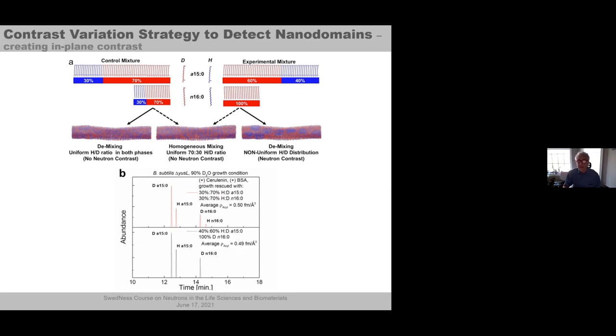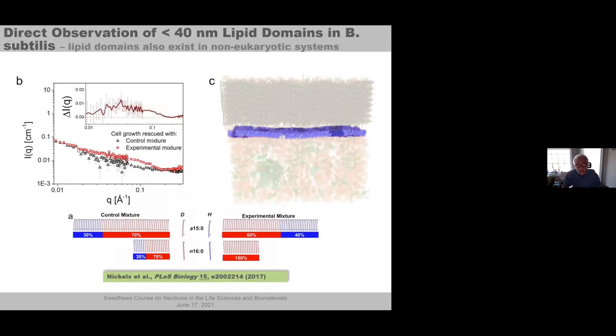And what you see is there will be a difference. If there is domain formation, you will see a change in the scattering. If there is no domain formation, no lateral, there should be no change in the scattering. You should get exactly the same scattering.